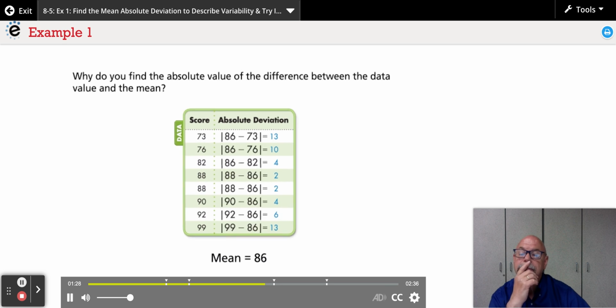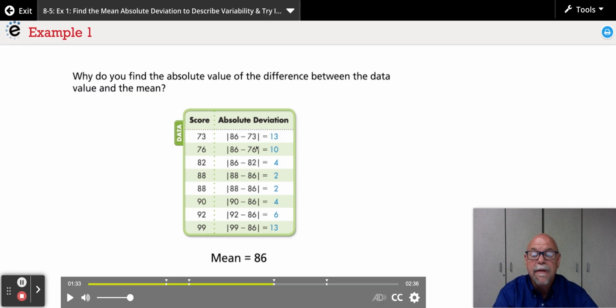Why do you find the absolute value of the difference between the data value and the mean? All right, so it took me a second to see this, but what they're doing is they're taking the biggest number minus the smallest number still. But sometimes that gives you a negative answer. And so if you take the absolute value of that, then they're making sure that you come up with a positive answer. So it's the difference between each piece of data and the mean.